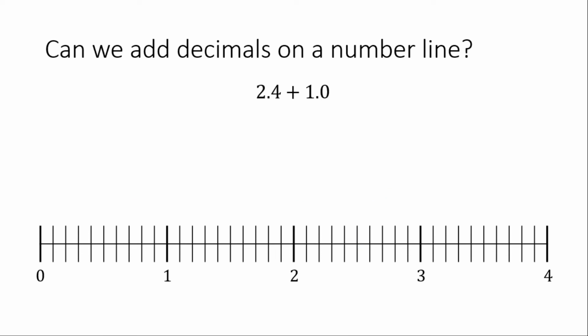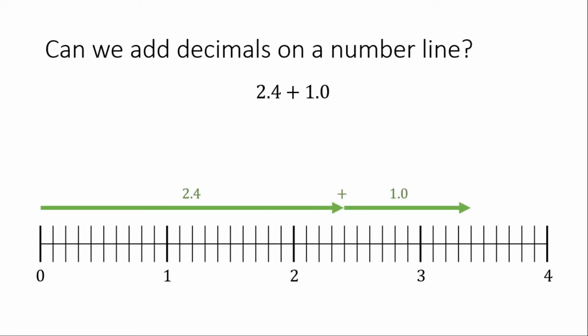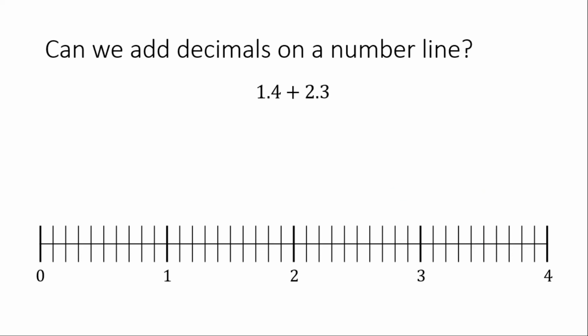Here's another one, 2.4 plus 1.0. Make 2.4 go along the number line, and then go 1.0 more. And then add it up. It is 3.4. There are other ways you could do it. You could try breaking it up the same way I broke it up when I was adding the tenths together and then the ones together.